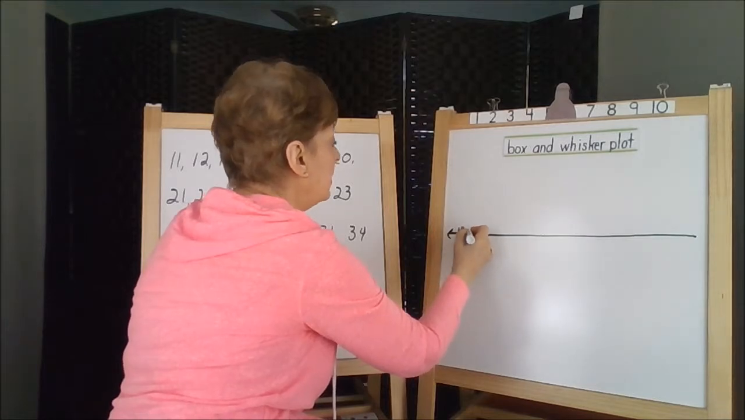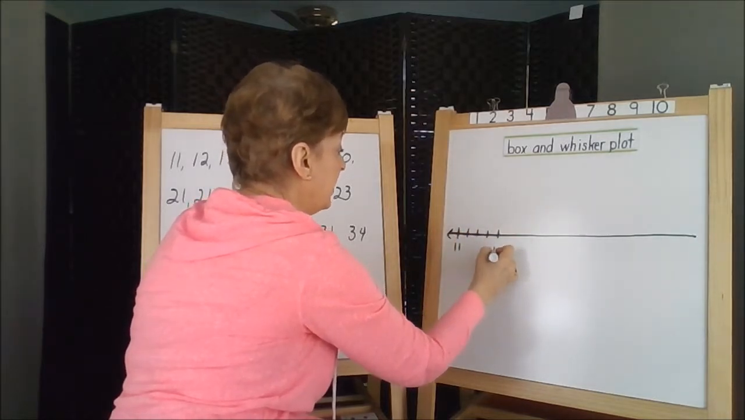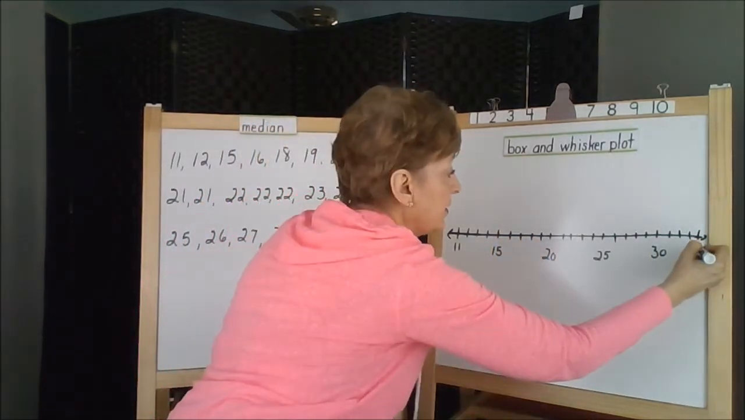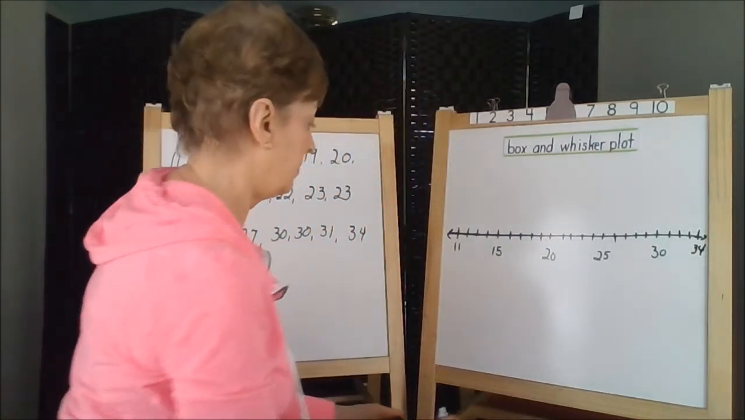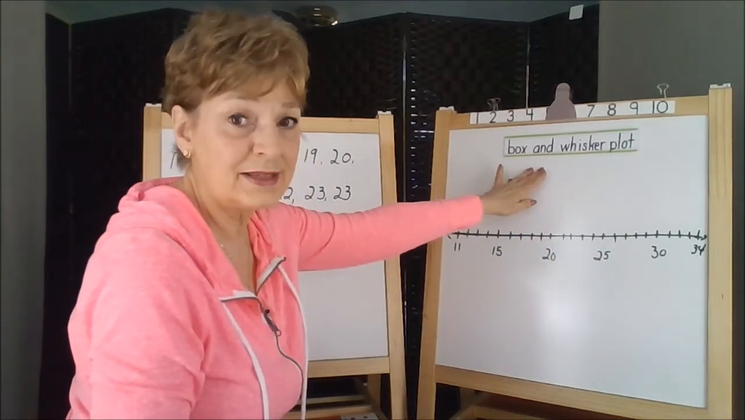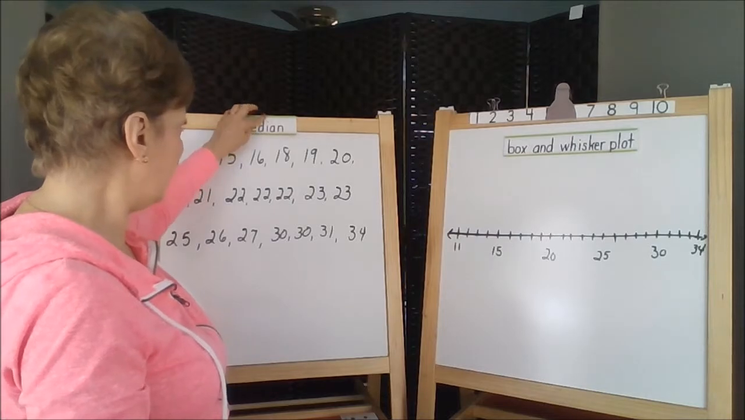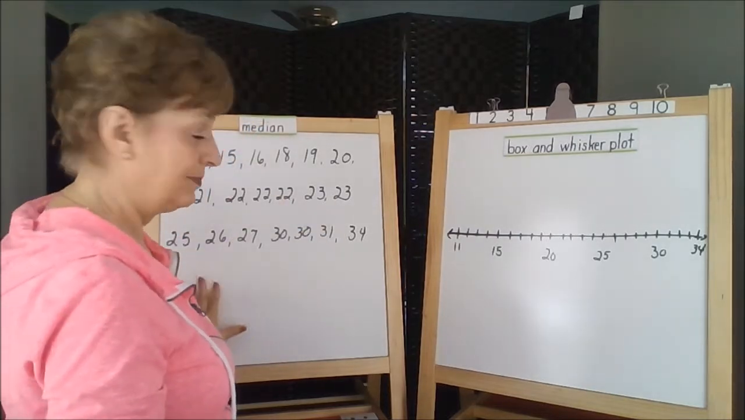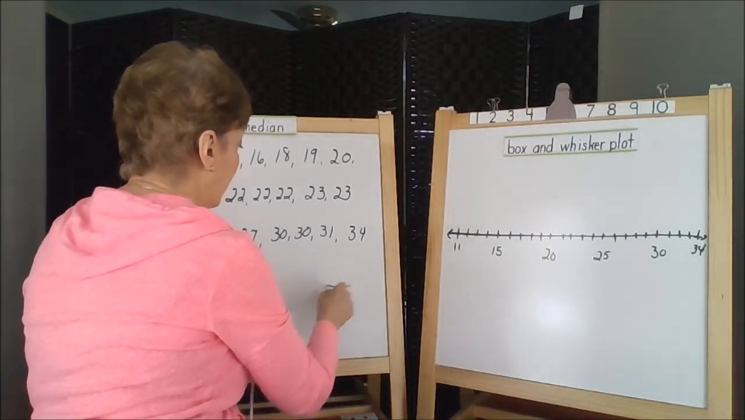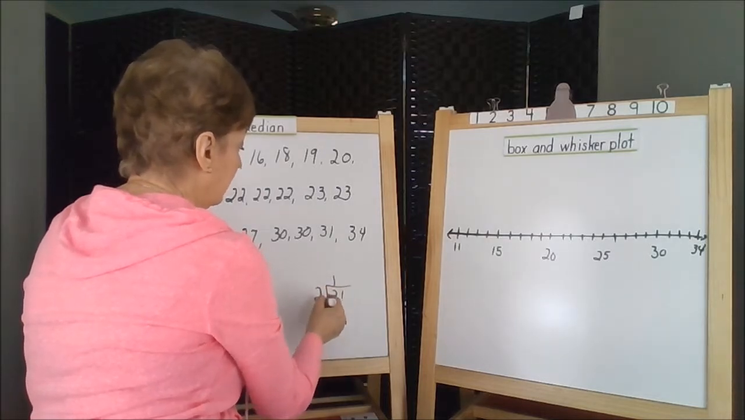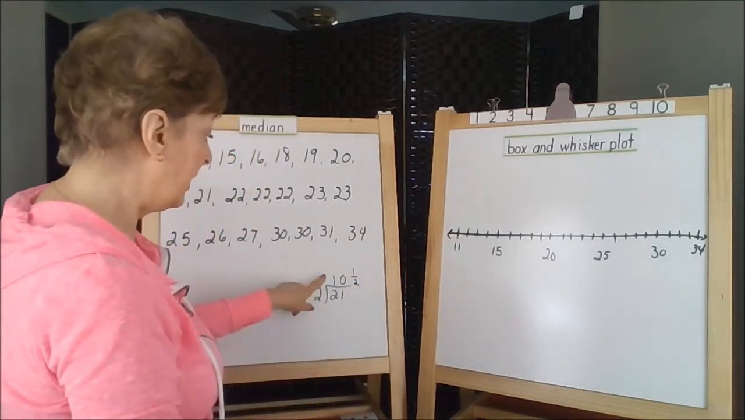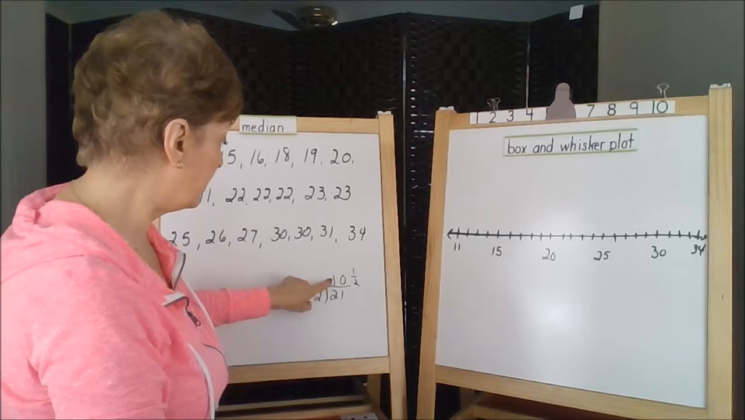If that's 11, 12, 13, 14, 15, 16, 17, 18, 19, 20. So this is 34. So now we've got our number line set up, and that is going to show the box and whiskers. We now have to find the median points of our data. There were 21 items in the whole thing, and if we divide by 2, we get 10 with a remainder of 1, so it would be 10 and a half. We're only going to count over 10 because those are the whole numbers that we're going to be using.